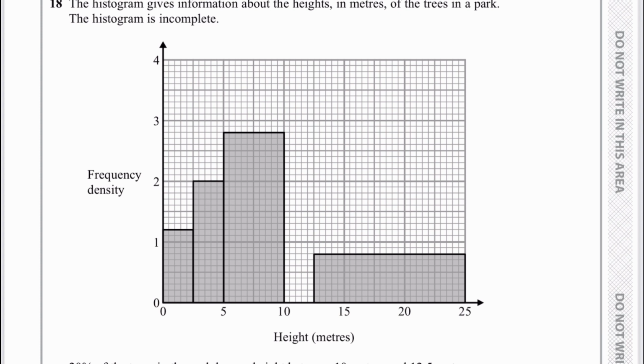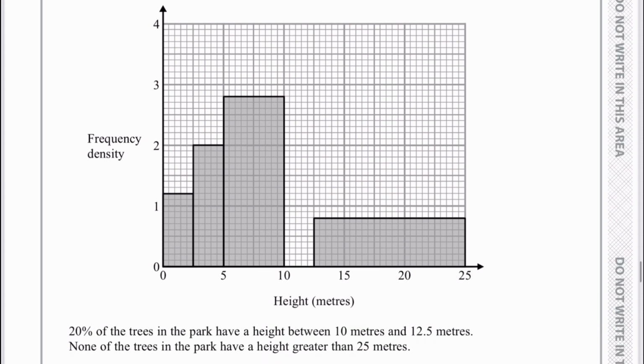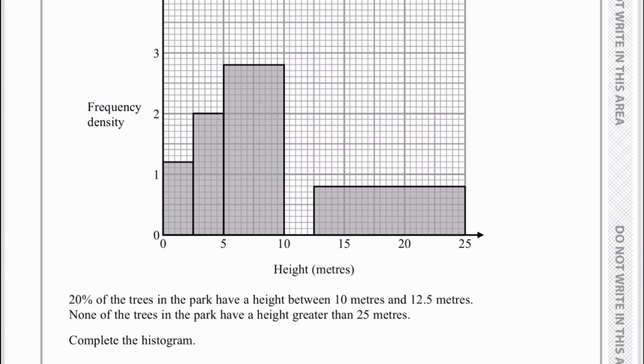Okay, so the histogram gives information about the heights in meters of the trees in a park. The histogram is incomplete, which is this bit here that's missing. So let's have a look then at the information we've got. Well, we know the frequency density for at least 4 of the class widths, so we can use that to work out the number of trees that are represented by each of the grey towers.